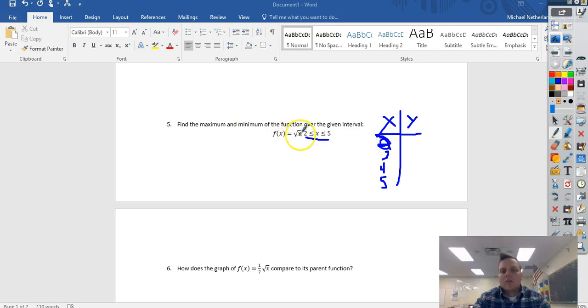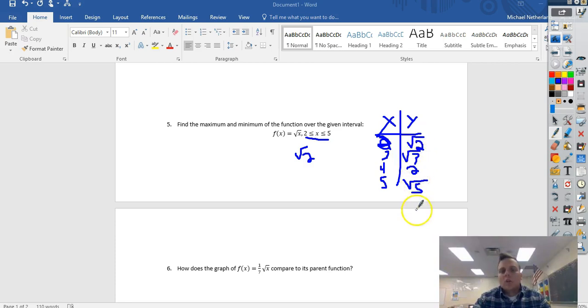Alright, so the function is square root of x, so if I plug in a 2, square root of 2 is just square root of 2. So when x is 2, y is square root of 2. Plug in a 3. Square root of 3 is just square root of 3. Plug in a 4. Square root of 4 is 2. Plug in a 5. Square root of 5 is just square root of 5. You can't break that down.